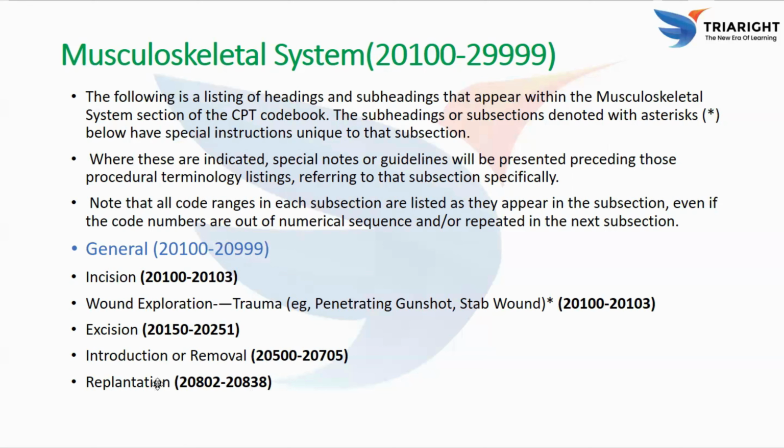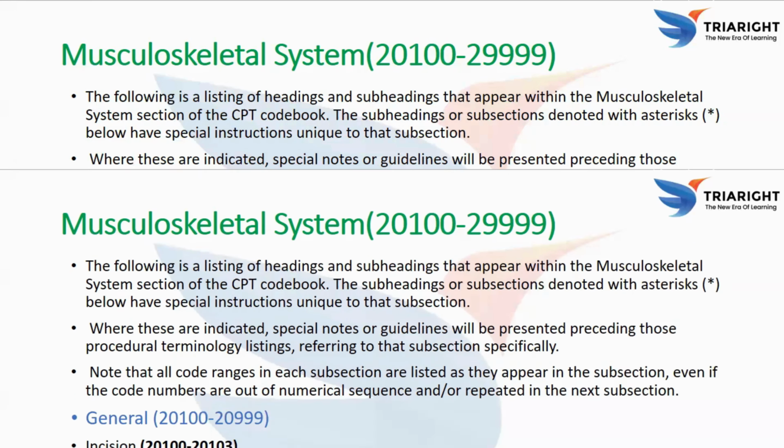And replantation, reattachment of a body part. Replantation is a very complex procedure. Example, reattachment of a finger after a traumatic amputation. The code ranges are 20,802 to 20,838.